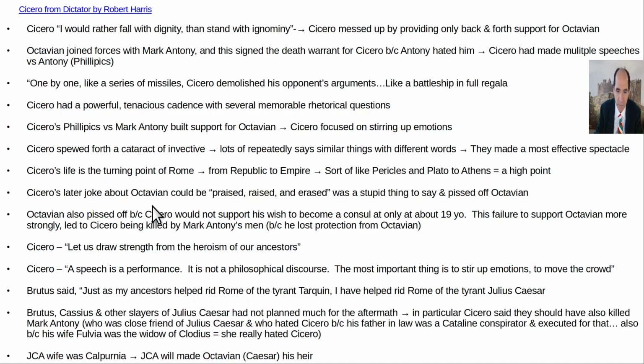Okay, that was a big mistake, because afterwards, when Octavian felt that he wasn't getting enough support from Cicero, he just joined forces with Mark Antony. And now Mark Antony had Octavian on his side, which meant that Cicero was no longer protected. So then Mark Antony had Cicero executed.